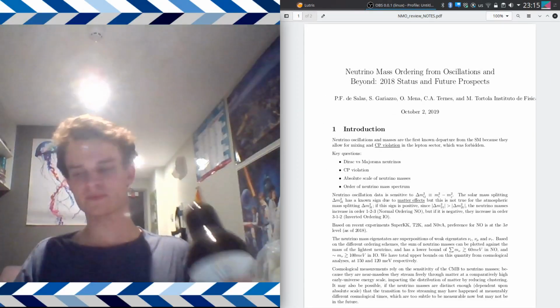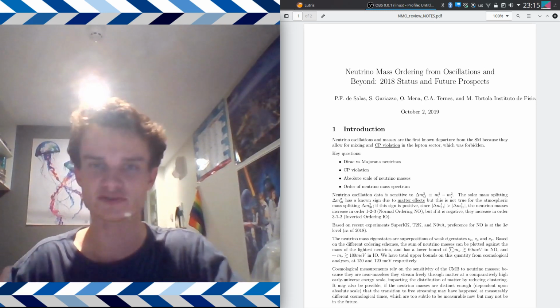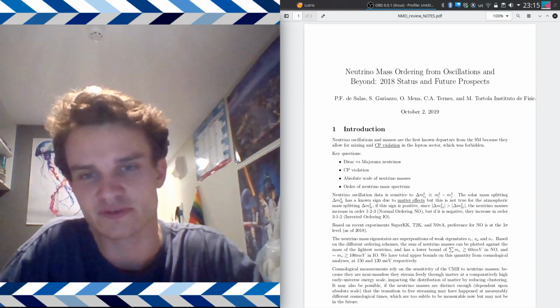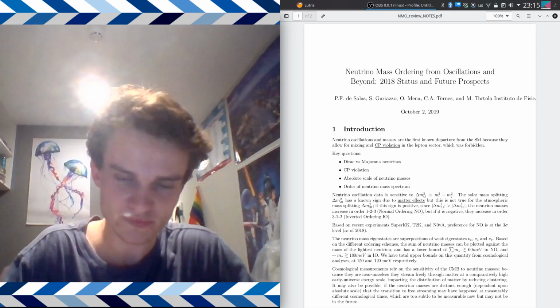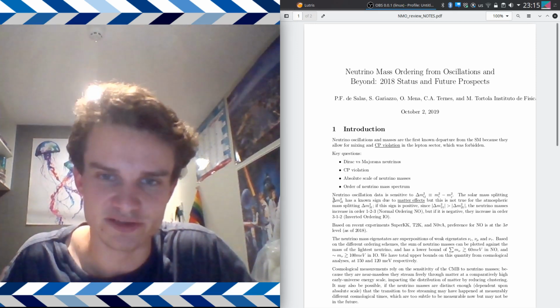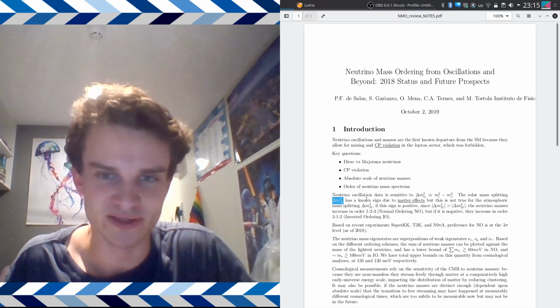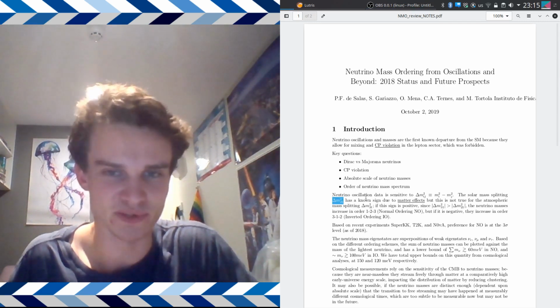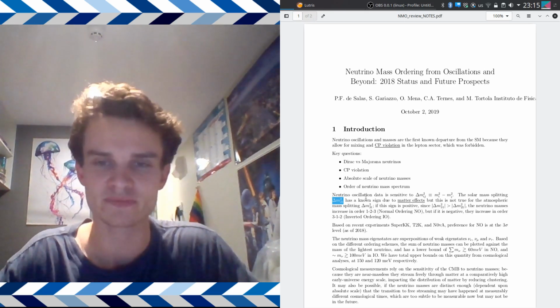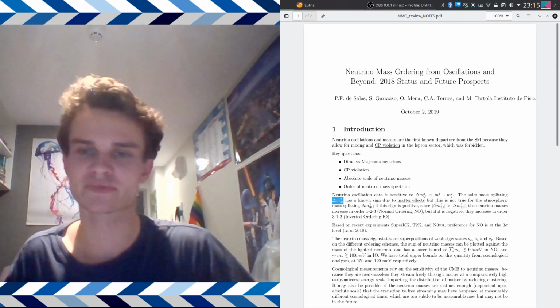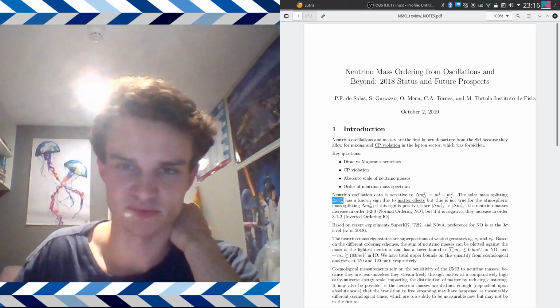I'm going to switch back to the main camera. It tells us a lot about the difference in magnitudes of the two masses, but if we know this delta mass squared, we can take the square root, and then we know what delta mass is, but we don't know the sign. It could be either way. So just because we figured out the difference between mass 1 squared and mass 2 squared doesn't mean we know which one is bigger.